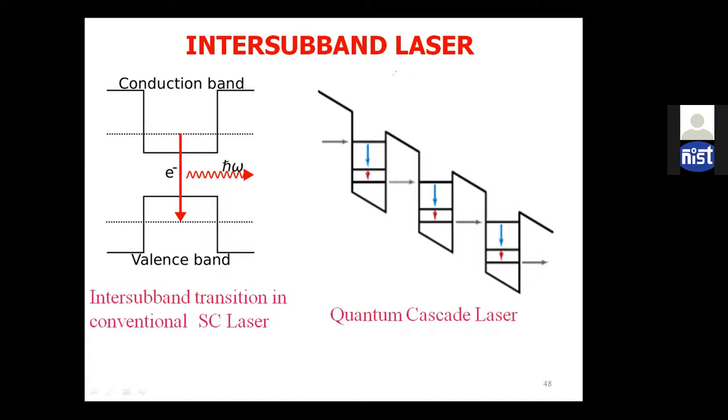This is a multiple quantum well like this. Now if you apply an electric field, then this potential will bend, because the potential V of Z will be equal to E into F Z. It depends upon the field, how much field you apply in the Z direction, this direction.